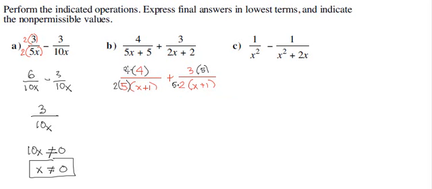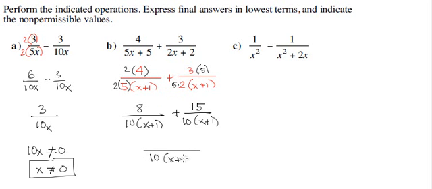Now that that's sorted out, we have 2 times 4 is 8 over, what is that, 10 times x plus 1. And for the right-hand fraction, 3 times 5 is 15. And then we have 10 times x plus 1. Combine those into one fraction with their shared denominator. And 8 plus 15 makes 23, and there it is simplified. So factor the denominators and then decide how much new stuff you need to add to make the denominators match.